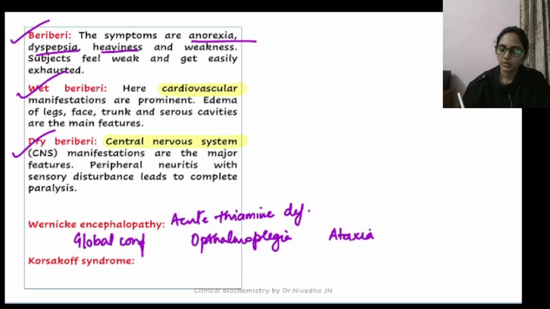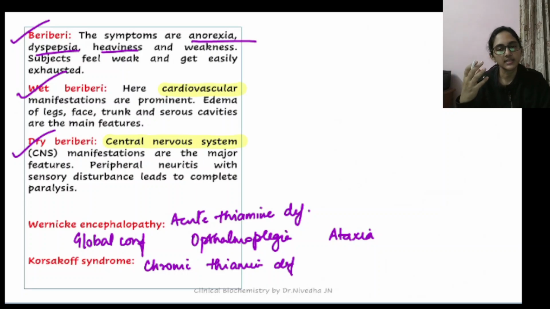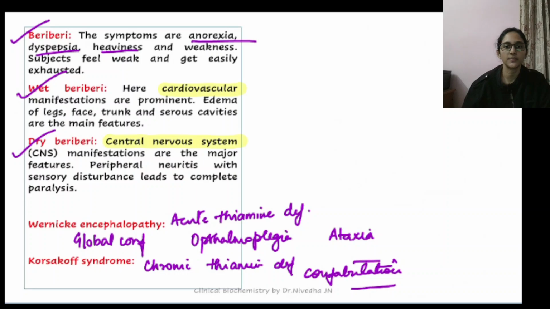It's acute. Korsakoff syndrome is a chronic thiamine deficiency. In chronic alcoholics, you find this Korsakoff syndrome. Acute alcoholics do not take any food. They're starving and just drinking alcohol only. Then they will have Wernicke's encephalopathy. In Korsakoff syndrome, there is chronic thiamine deficiency, so you will have confabulations here, making up stories for memory deficit.